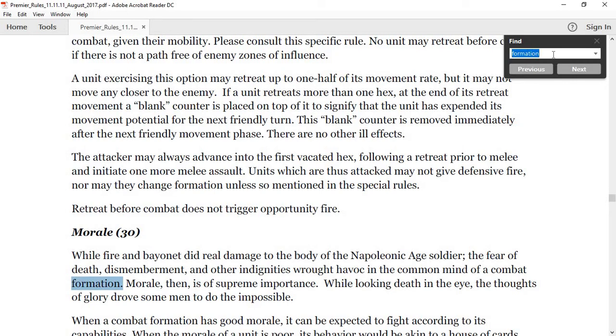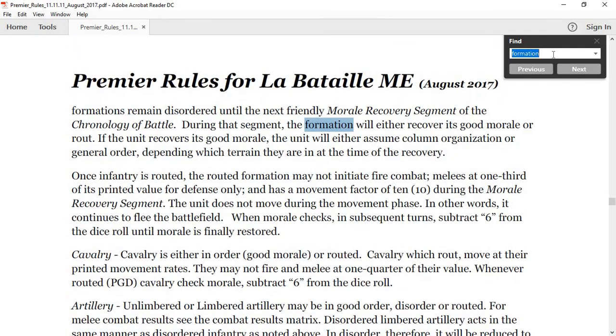Morale. Formation. When a combat formation has good morale, it can be expected to fight according to its printed capabilities. Yeah. See, morale recovery segment. Formation will either recover its good morale or rout. There it is. If the unit recovers its good morale, the unit will either assume column organization or general order, depending on the terrain at the time of the recovery. That's where I thought I saw that.